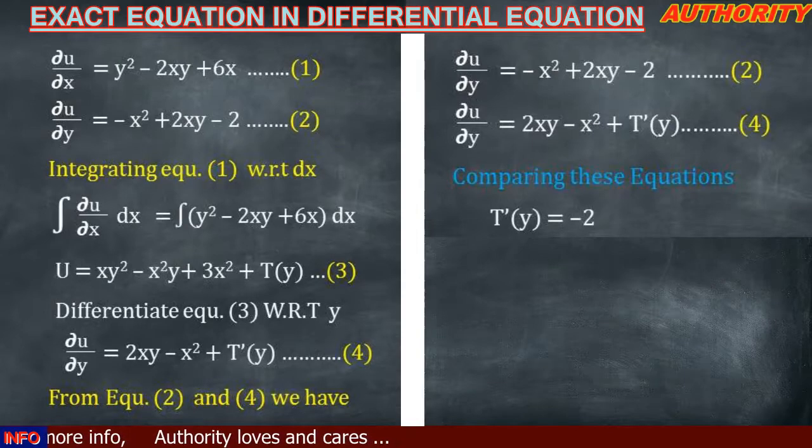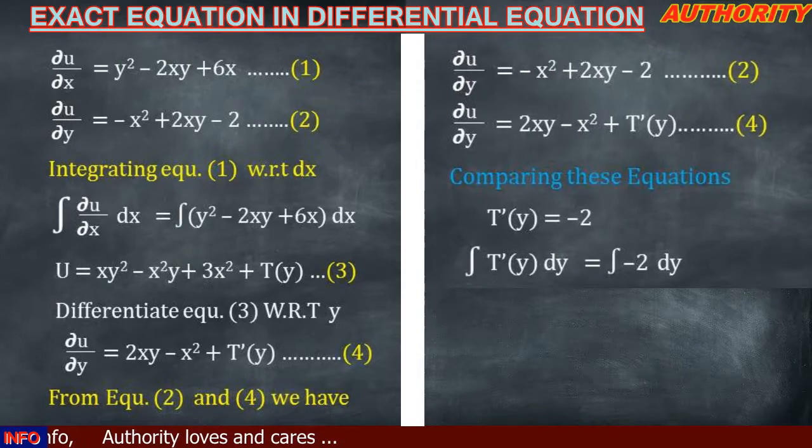But we are looking for t of y, not t prime of y. In this case, t prime of y is the derivative of t. So for us to get t of y, we are going to integrate. We integrate, the derivative will go. So we are going to integrate both sides. When we integrate both sides, we're going to have the integral of t prime of y dy equal to the integral of minus 2 dy. So we integrate with respect to y.